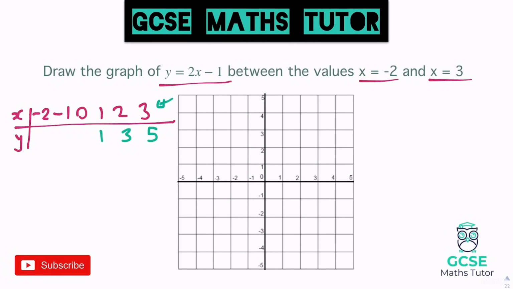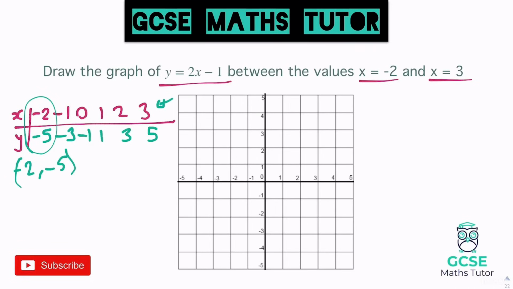Now you might start to see there's a bit of a pattern here. Look, 5, 3, 1, those are all going down in 2s. So I can just follow the pattern here. 1 take away 2 is minus 1, and take away 2 again is minus 3, take away 2 again is minus 5. And we've got our coordinates here. Just looking at this one, that coordinate is minus 2, minus 5. And all we've got to do is plot these and join them up with a ruler.